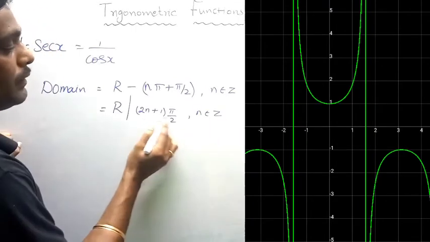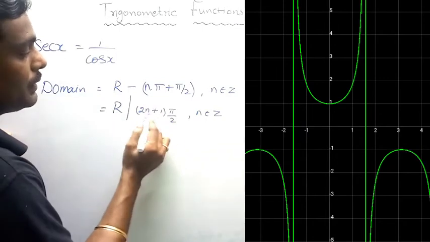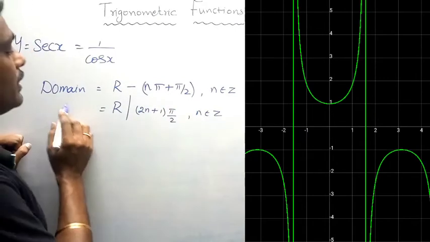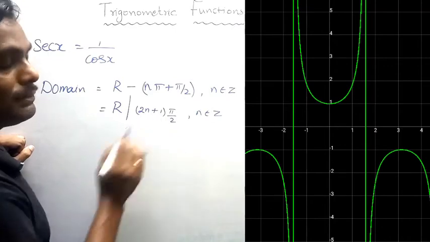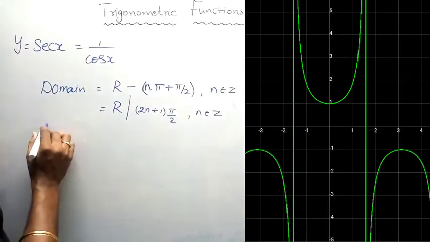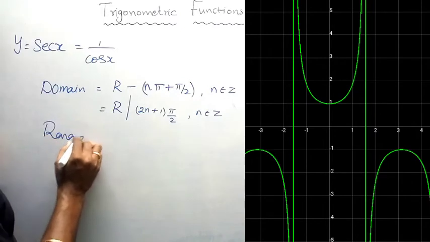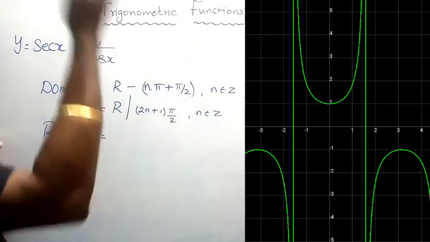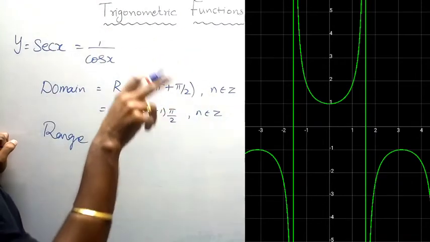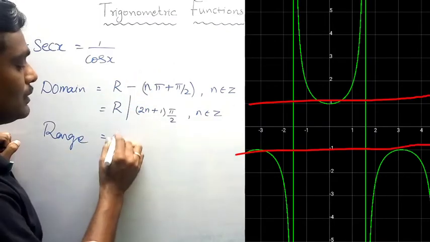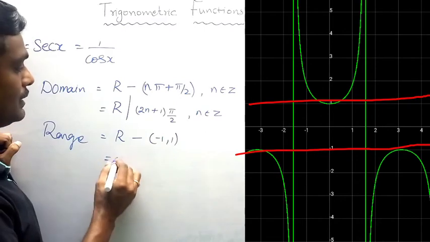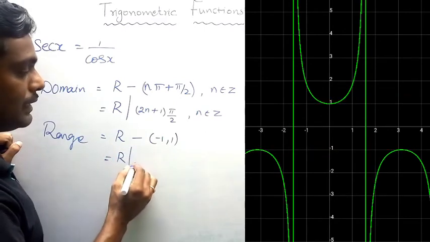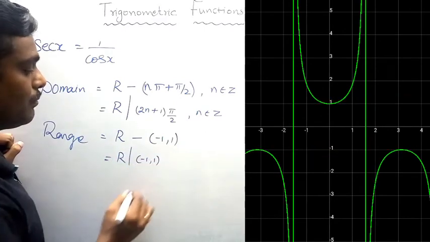See, when you multiply, 2 cancels and n pi by 2 will come. Same. So you can write the domain as the set of all real numbers except (2n plus 1) times 90. The range: when you see the diagram, it takes all values, but it never lies between -1 and +1. So the range is the set of all real numbers except -1 and +1.